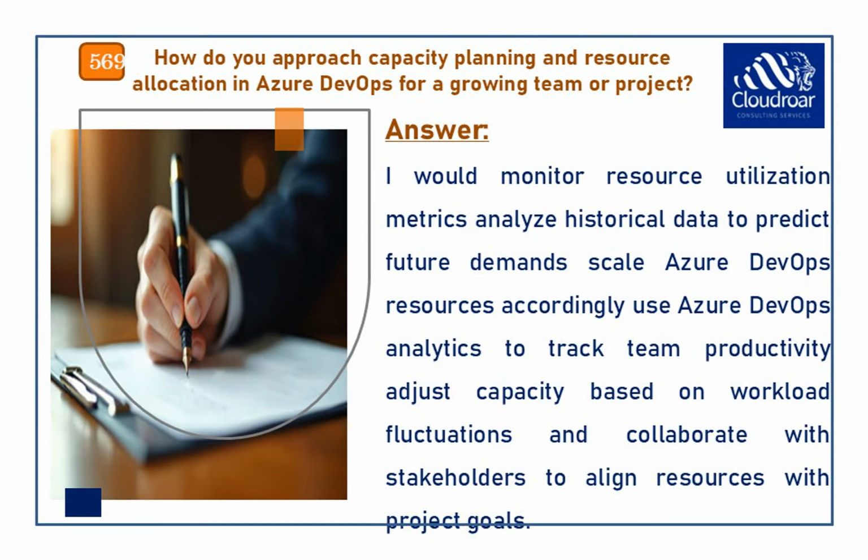Question 569. How do you approach capacity planning and resource allocation in Azure DevOps for a growing team or project? I would monitor resource utilization metrics, analyze historical data to predict future demands, scale Azure DevOps resources accordingly, use Azure DevOps Analytics to track team productivity, adjust capacity based on workload fluctuations, and collaborate with stakeholders to align resources with project goals.